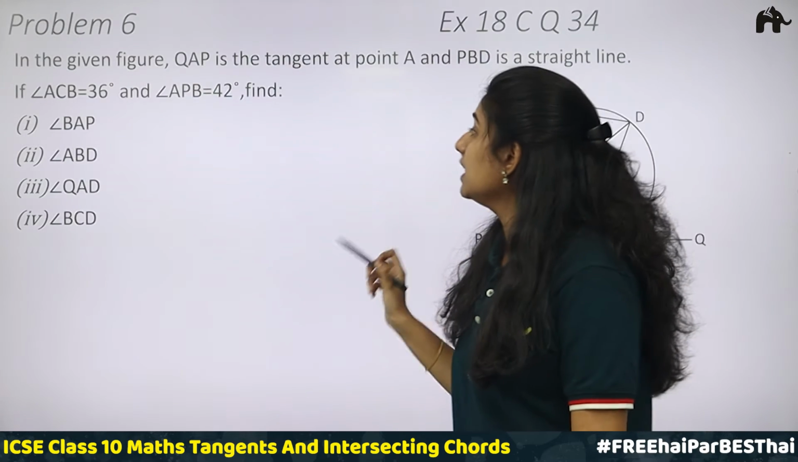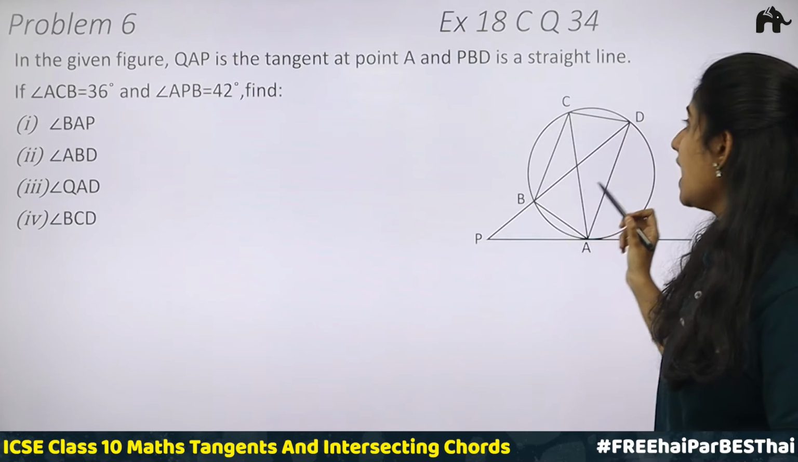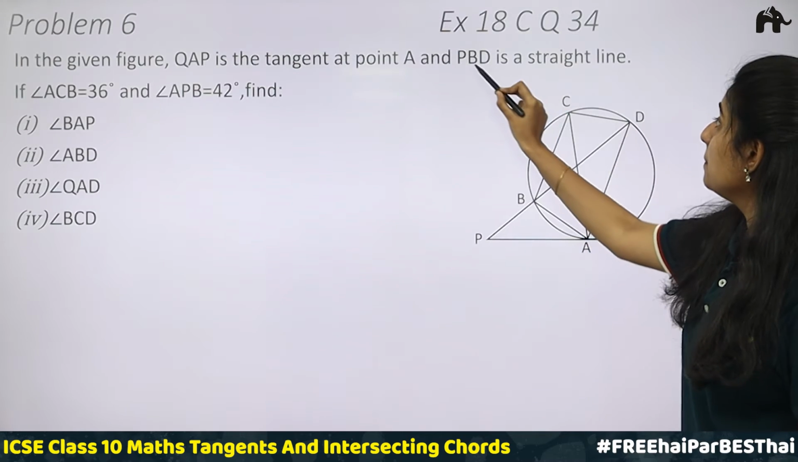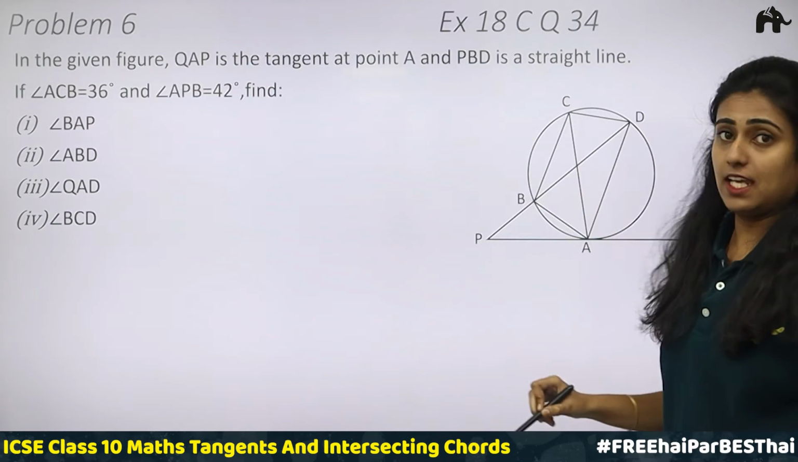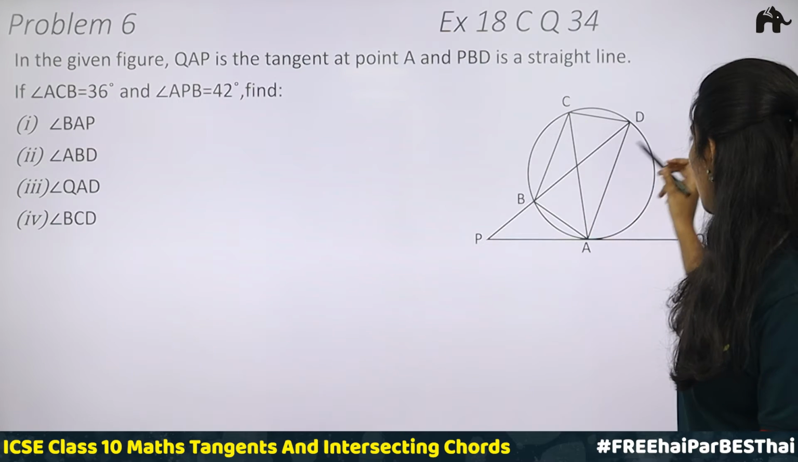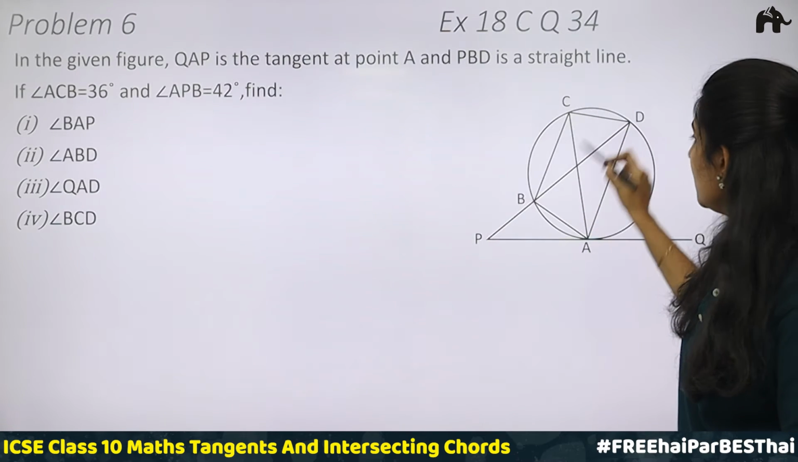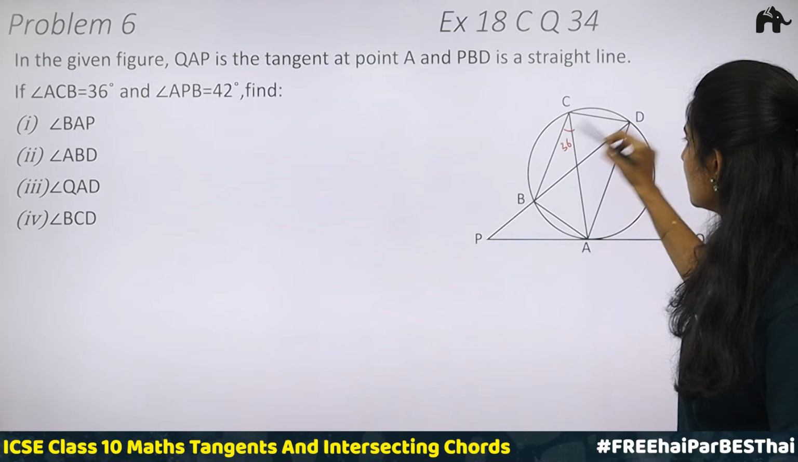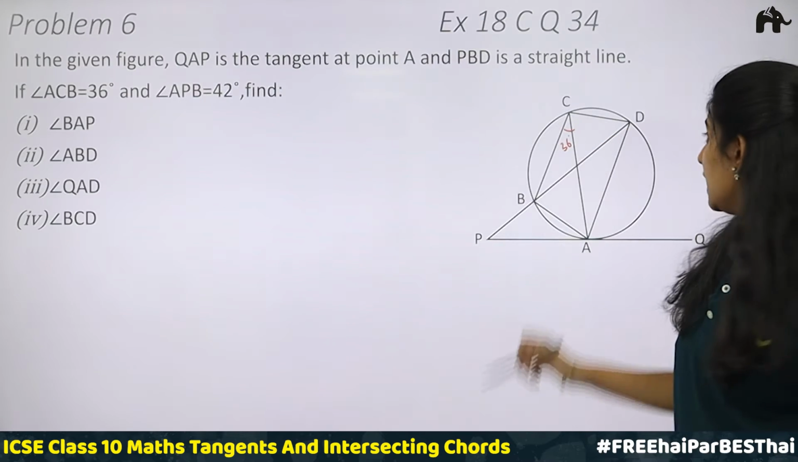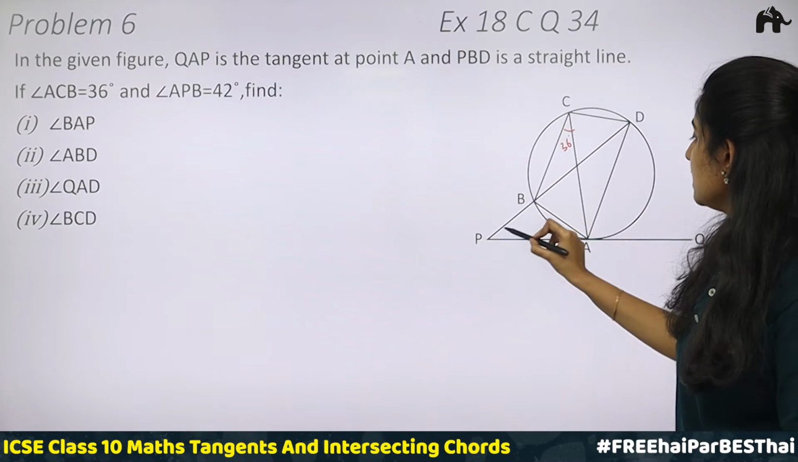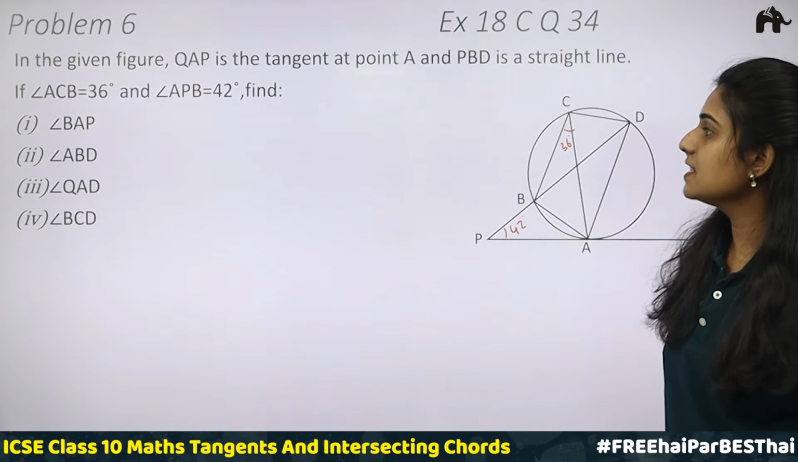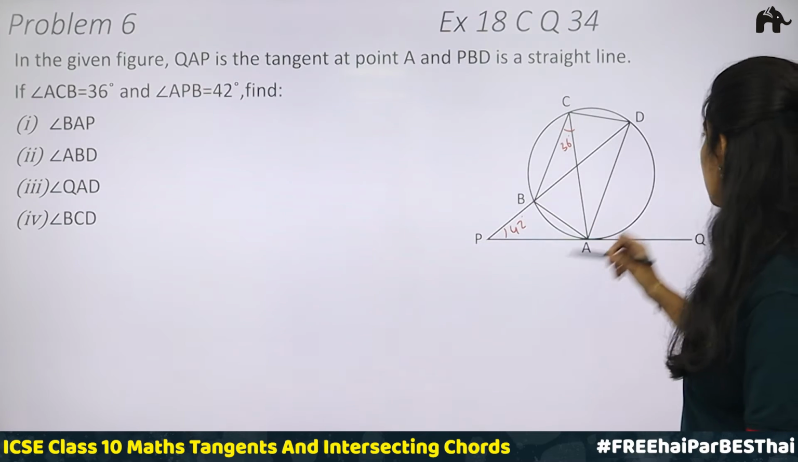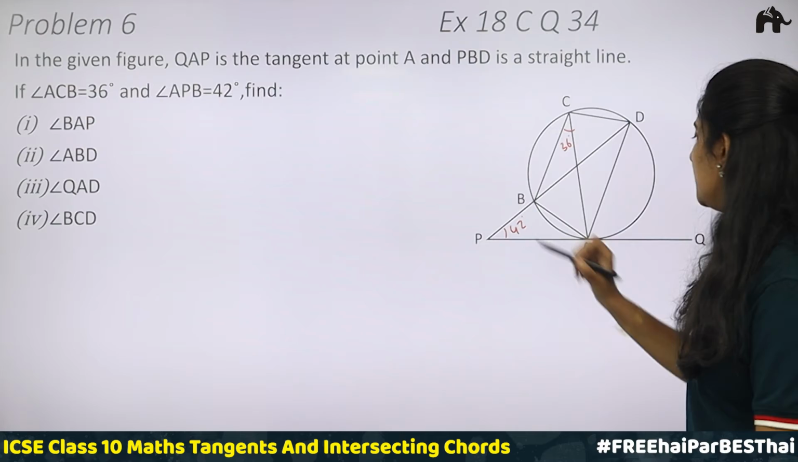Next, problem number 6, question 34 of exercise 18C. In the given figure, QAP is the tangent at point A and PBD is a straight line. If ACB is 36 degrees and APB is given, which is 42 degrees, find BAP. First we have to find BAP.